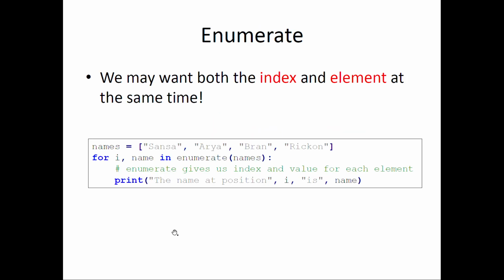But if you really want the index of the value that you're pulling from a list, you would want to use enumerate, where it's okay, fine, we have Sansa, Arya, Bran, and Rickon. Then here, enumerate will return the name and the index of each and every item of this list, right? So it's a nice feature to have if you really need those two components.